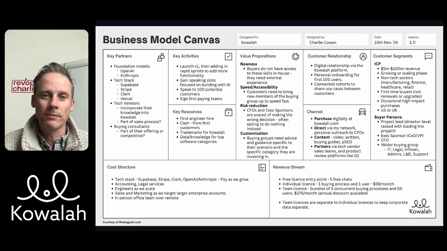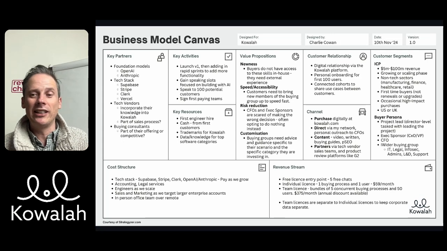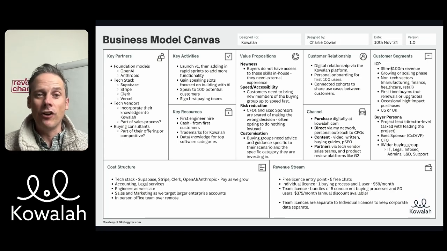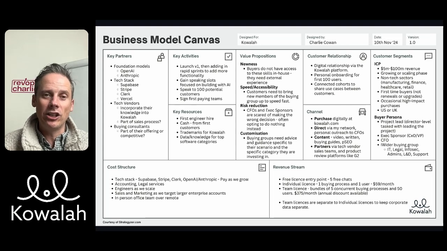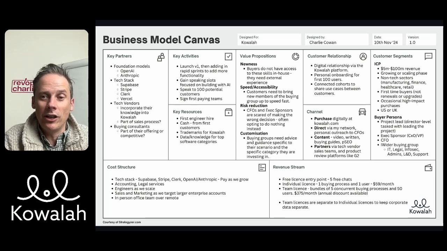of that project. A secondary persona might be the exec sponsor. So who is that CXO or VP that is going to sign this thing off? The CFO, the person that is ultimately going to sign off the budget for this specific project. And then the wider buying group. So that might be IT, legal, InfoSec. It's all of the people that are involved in a buying process. These are the people that we can help with Kowalah because we can provide them with an ability to get up to speed with the project quickly.